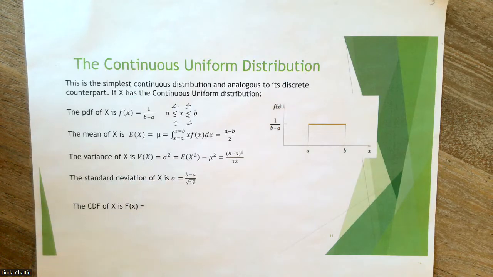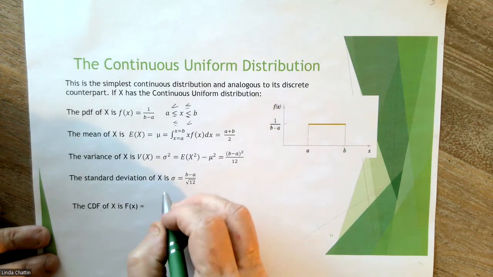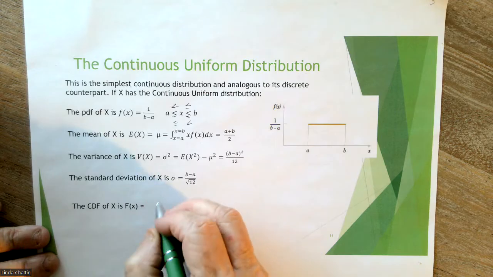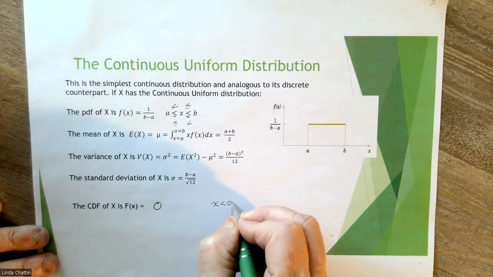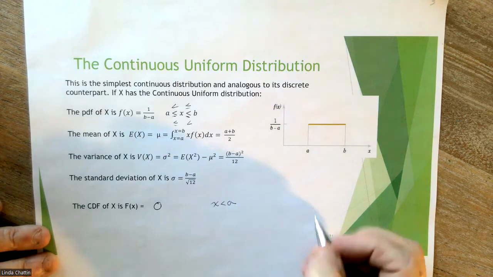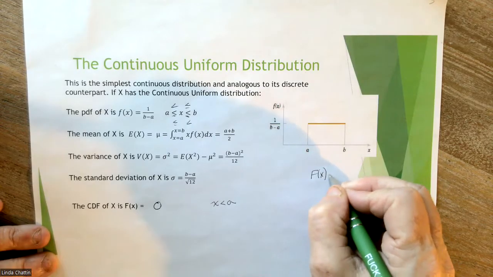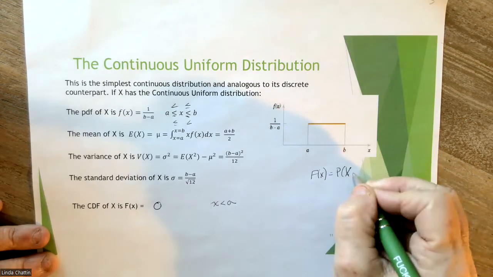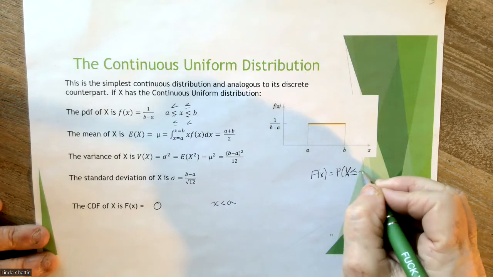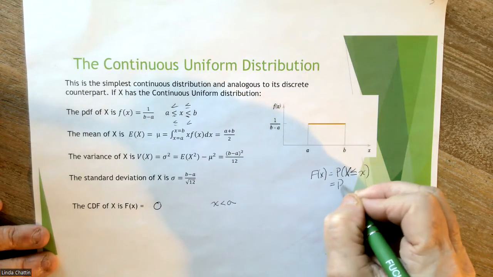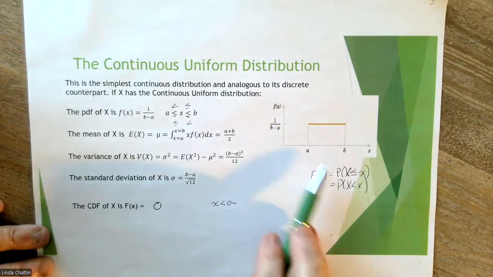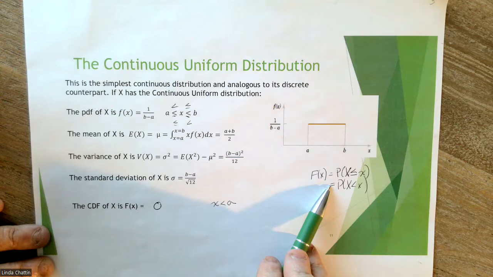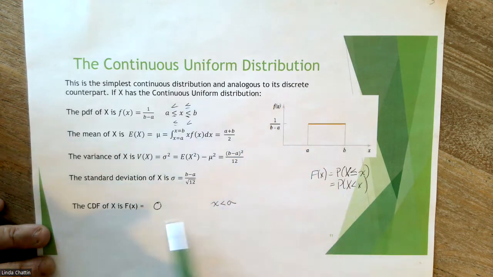Now, to get the CDF of x, first of all, it's going to be 0 whenever x is less than a. And remember what capital F of x is. Capital F of x is the probability that my random variable is less than or equal to x. For a continuous random variable, it could be just strictly less than x. So whenever x is less than a, I don't have any probability there. So the probability that x is less than anything less than a has to be 0.